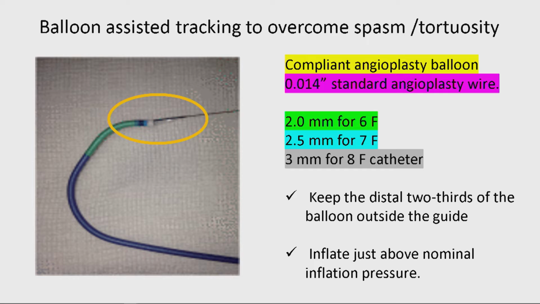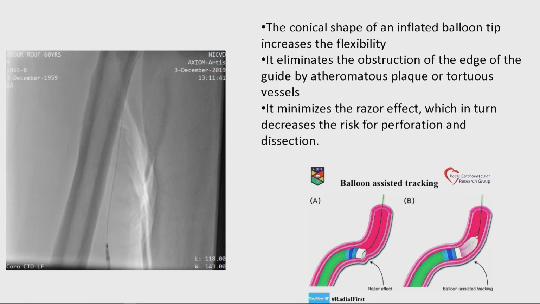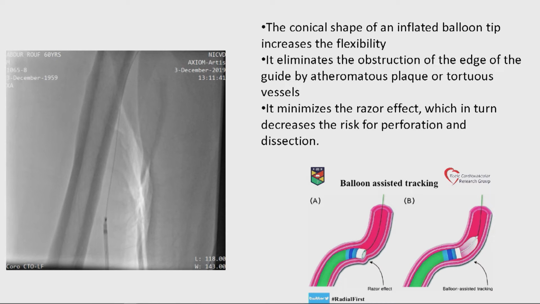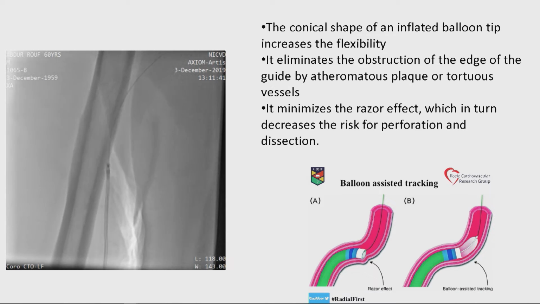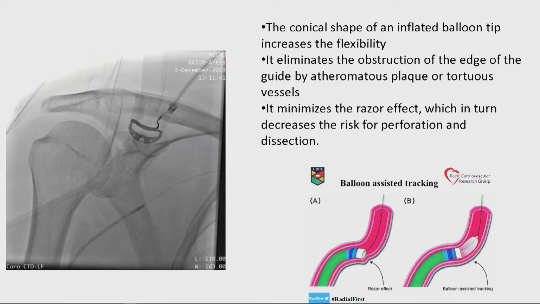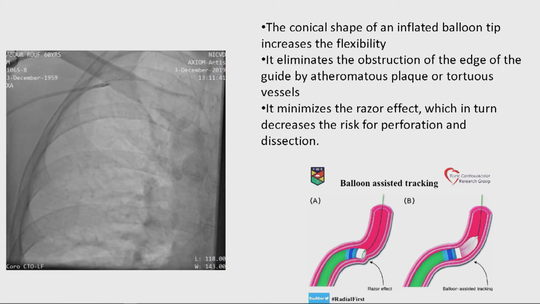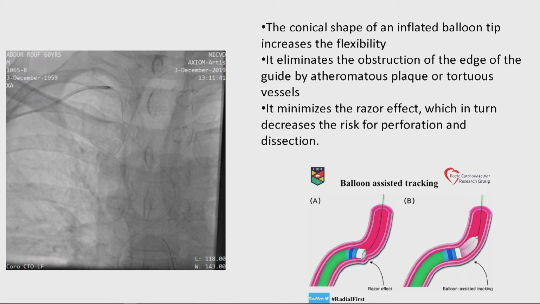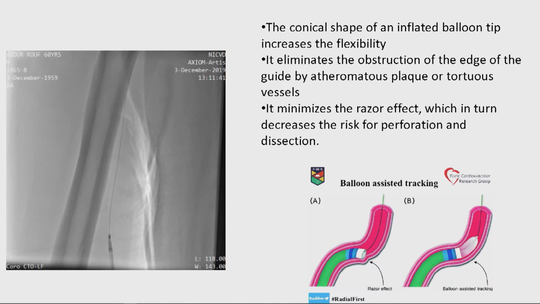So look at this. Two-thirds of the balloon is outside the catheter, and the balloon is inflated. So why is it needed? How does it work? The conical shape of an inflated balloon tip increases the flexibility. It eliminates the obstruction of the edge of the guide by atheromatous plaque or tortuous vessels. It minimizes the razor effect.